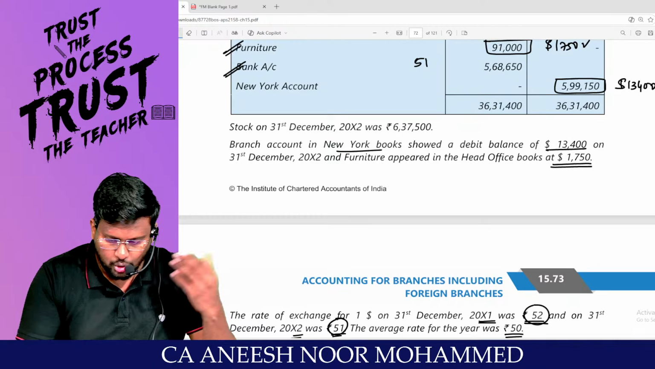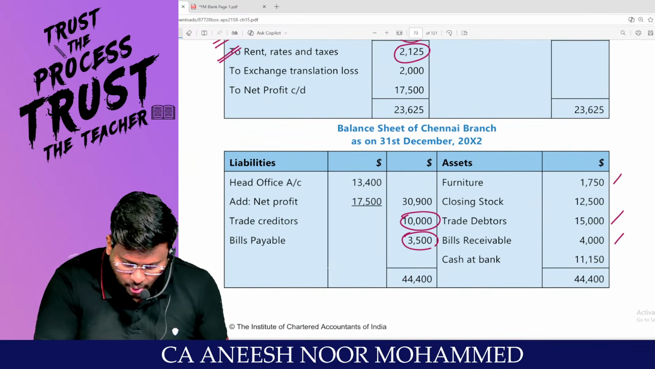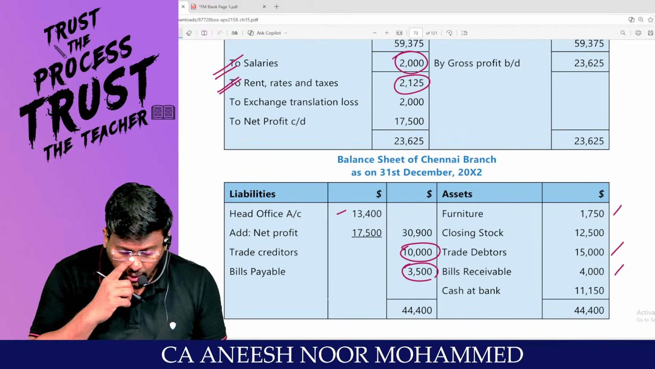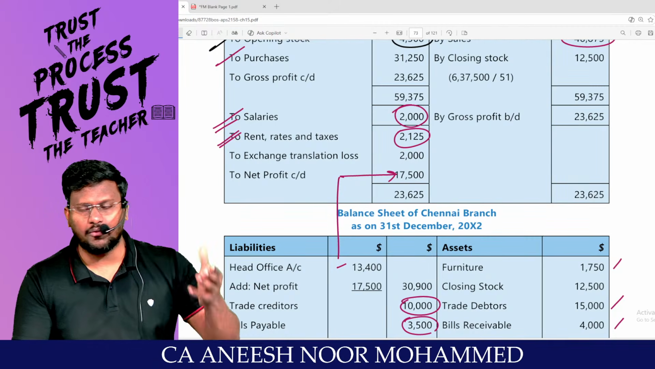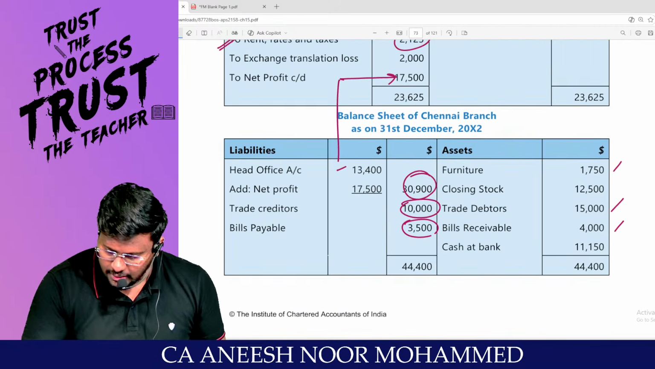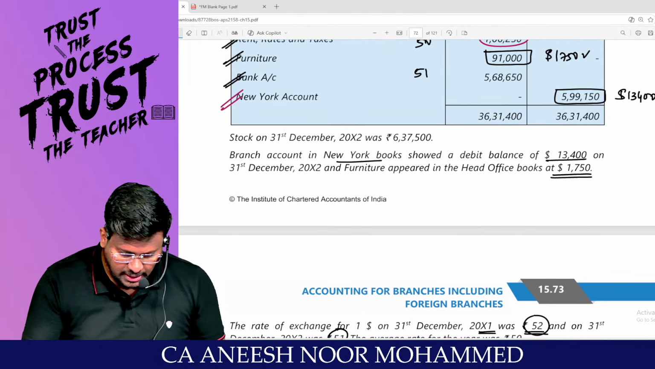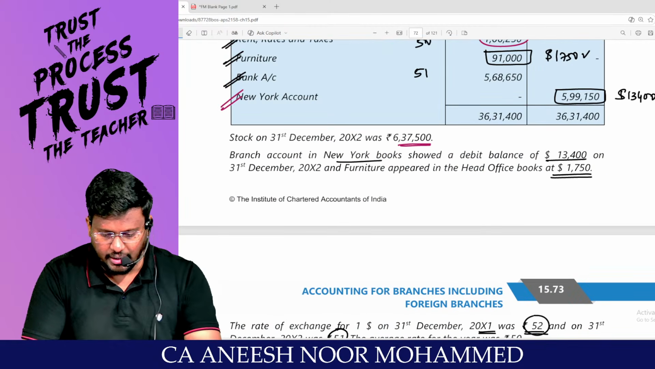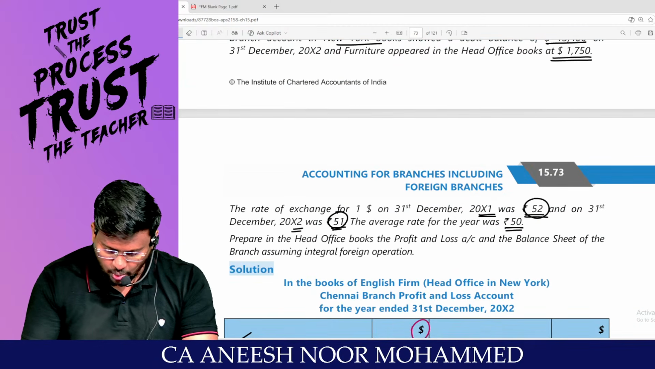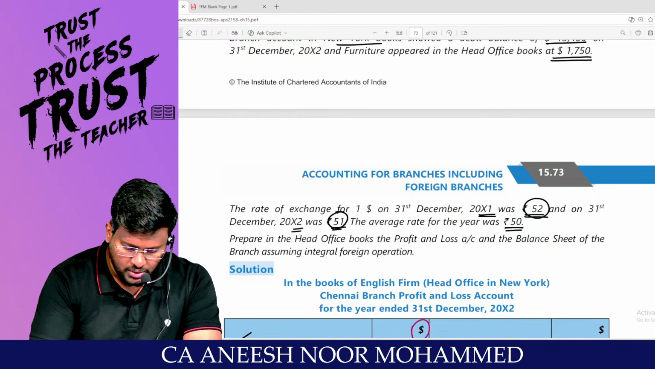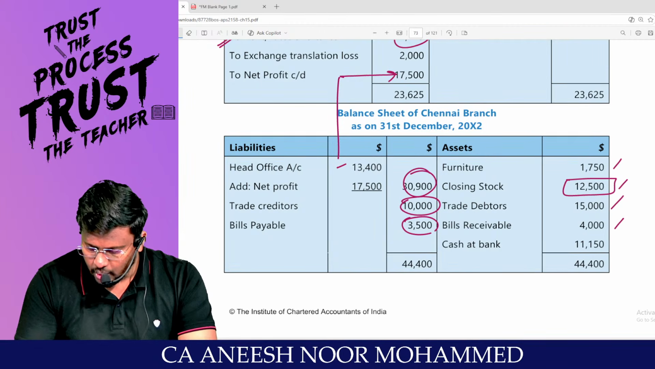In the books of the branch, the New York account, actual has been given, $13,400. To the capital, we have to add the net profit. You will get the net profit from the P&L account. And always the closing stock should be shown at the closing value. The branch closing stock is 6,37,500. Closing stock should be valued at the closing rate. The closing rate was 51. So divided by 51, 12,500 is the total stock value.